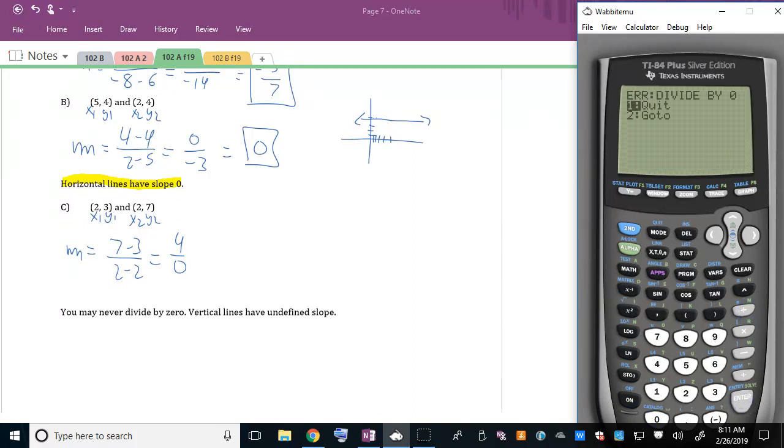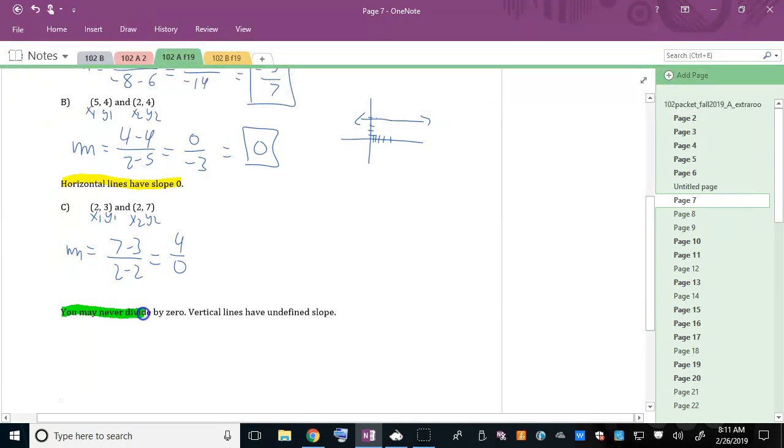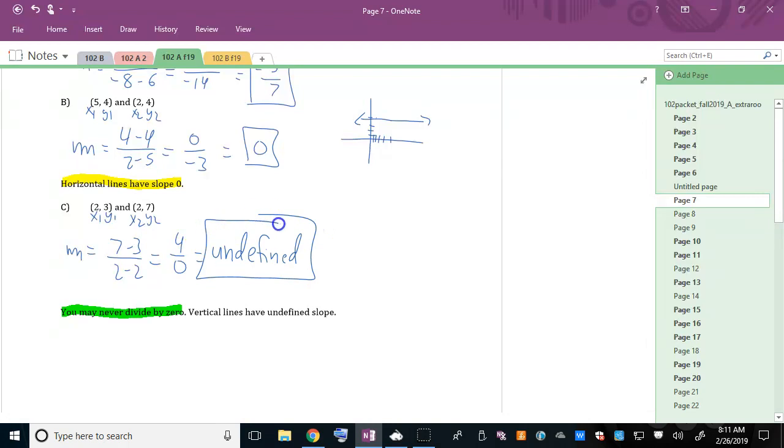Now, on my calculator, if I try to type that in, if I type in 4 divided by 0, I get an error message. If there is one thing in this class that we remember, and one thing only, it is that we are not allowed to divide by 0. Bad things happen when we do that. Since that's what we're trying to do, though, we are going to describe this as undefined. And this is actually our other special case.